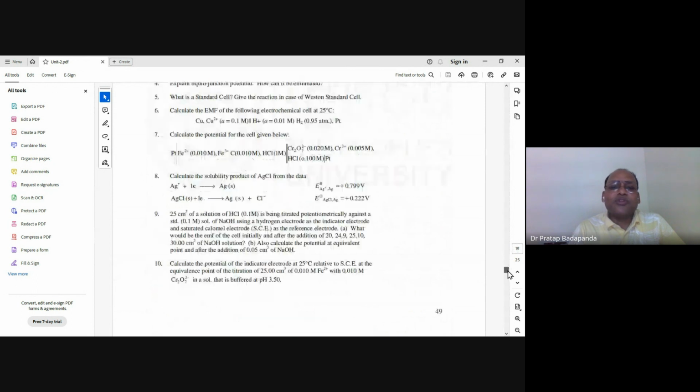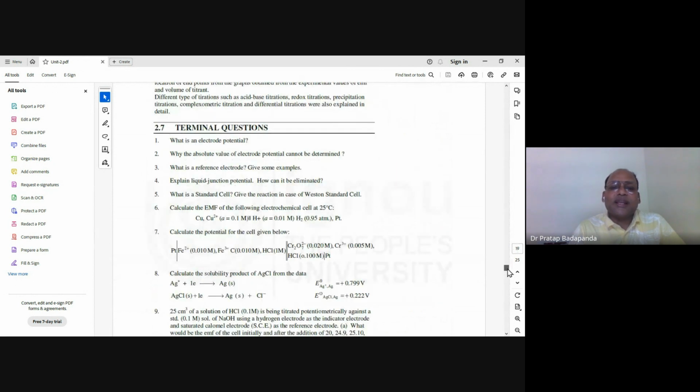Then these are the terminal questions. What is an electrode potential? We have discussed that the absolute value of electrode potential cannot be zero. Why? Because if the absolute value were zero, no potential difference would be created, right? The del G value, the free energy value, may be zero, but the absolute potential value should not be. If the potential value is zero, then electron donation or acceptance will not happen.